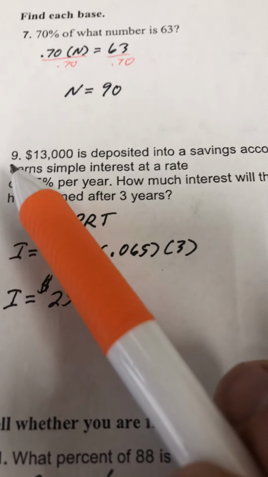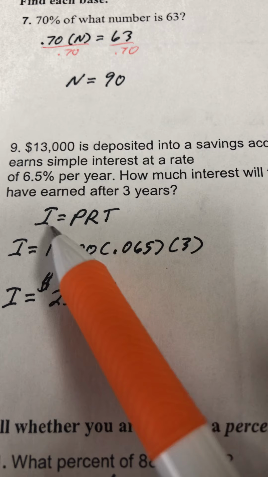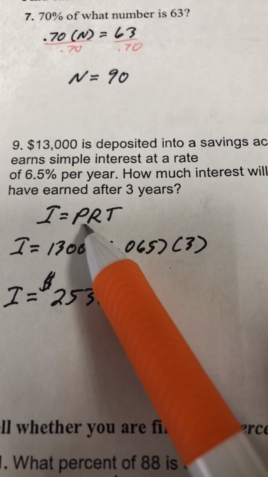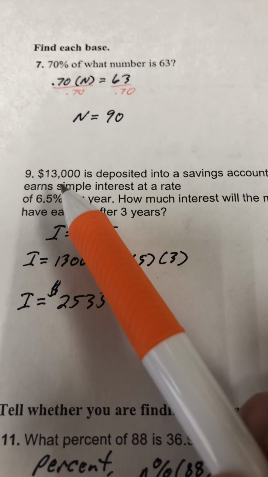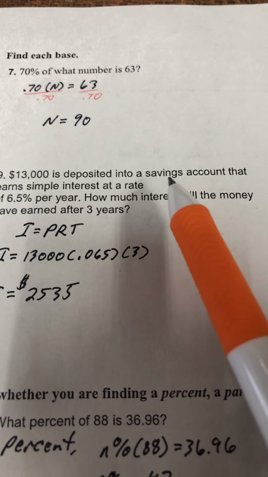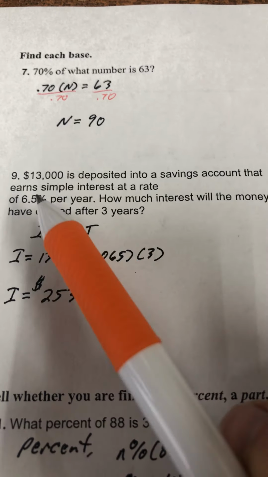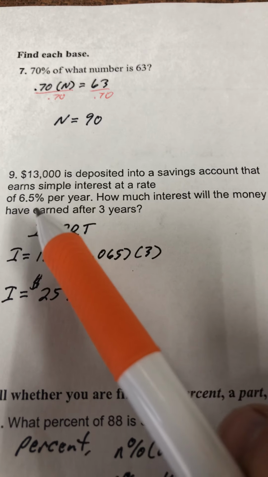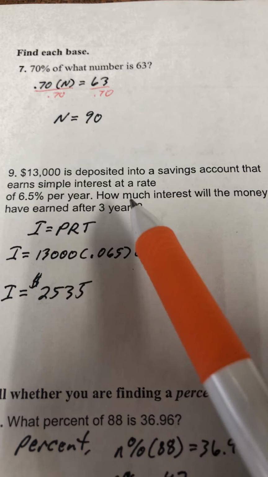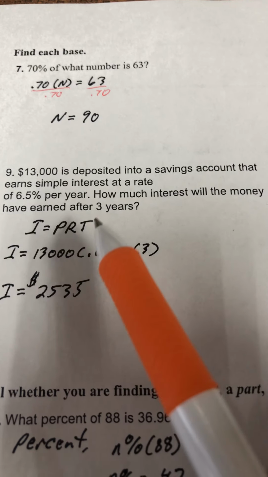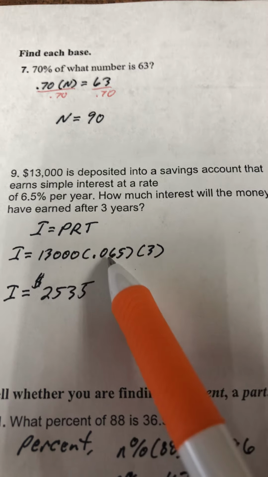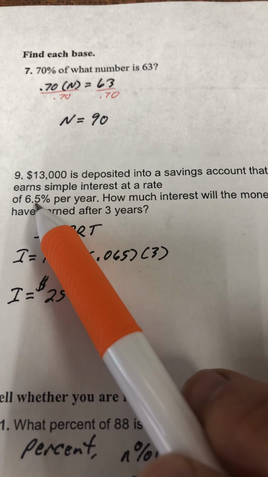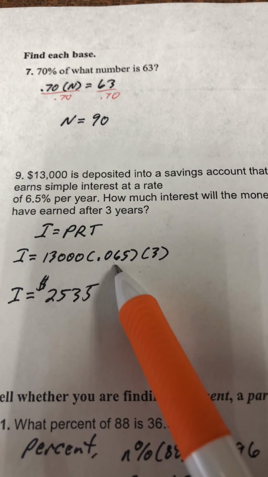Going on to number 9, we're doing a little I equals PRT. It's interest equals principal times the rate times the time. So in this problem, I have $13,000 deposited into a savings account that earns simple interest at a rate of 6.5% per year. How much interest will the money have earned after 3 years? So the principal is $13,000. The rate, be careful in changing your percent to a decimal. That's the most common mistake.